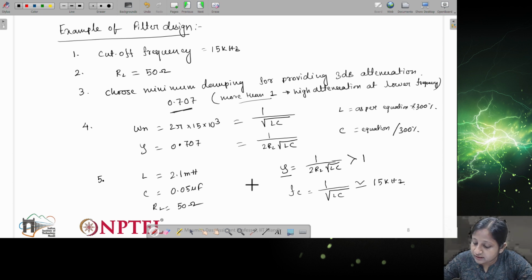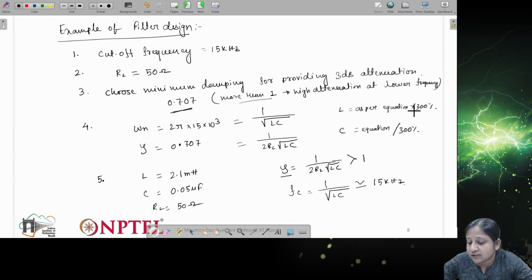Then we have to recheck these values and see whether they match the design criteria. If it matches, meaning zeta is greater than 1 and FC is nearly 15 kilohertz, then it is fine. Otherwise we have to consider different values of inductor and capacitor. Is it clear to you? You can take any cutoff frequency, design the filter, and see whether you are getting the required attenuation or not. That can be seen in the simulation.